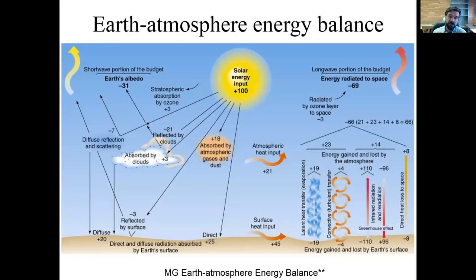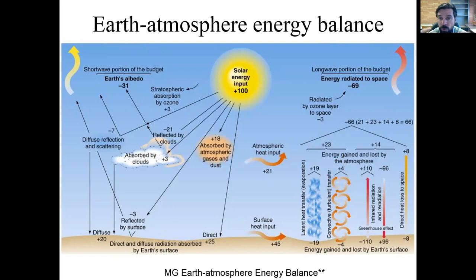And so when you consider this image here, what I want you to not worry about first and foremost is all of the numbers. I'm not going to be asking you what each value of atmospheric heat input is, such as what's absorbed by atmospheric gases and dust, a plus 18 out of 100, or what the Earth's albedo average is, a negative 31. What I want you to be familiar with is the general idea of what's going on here: a certain amount of solar radiation is absorbed by atmospheric gases and dust. Roughly what amount is that compared to the total? Well, it's 18-20%, so it's something to consider.